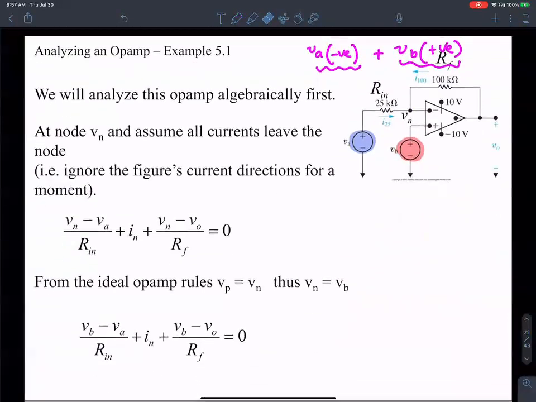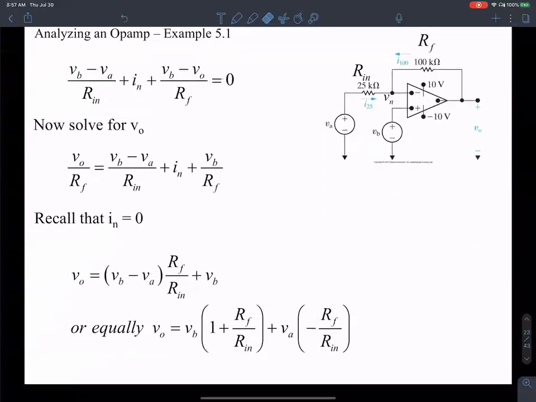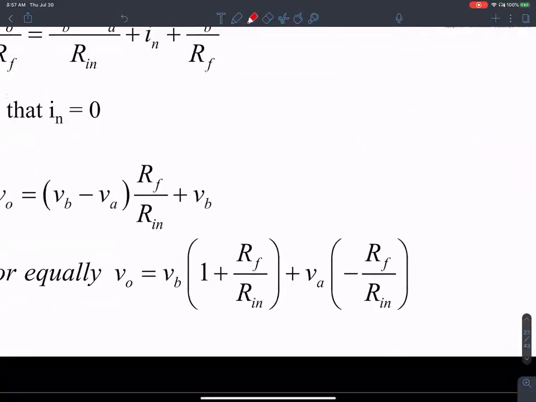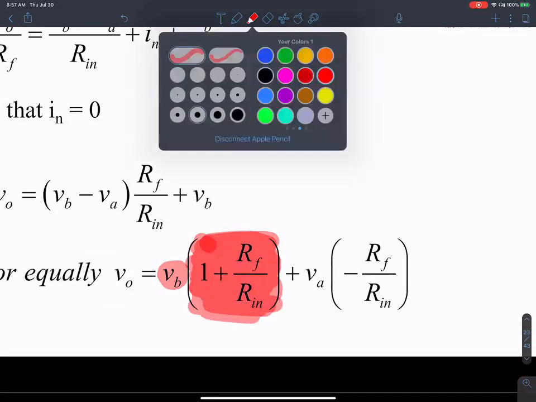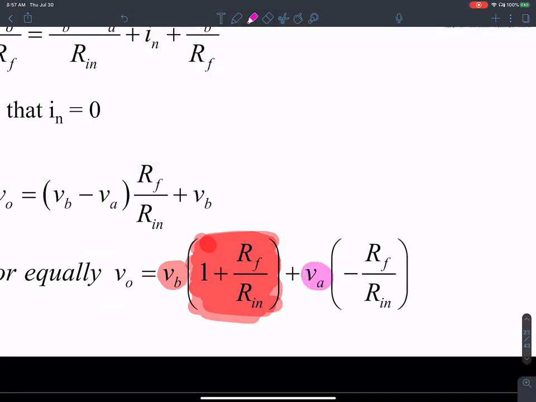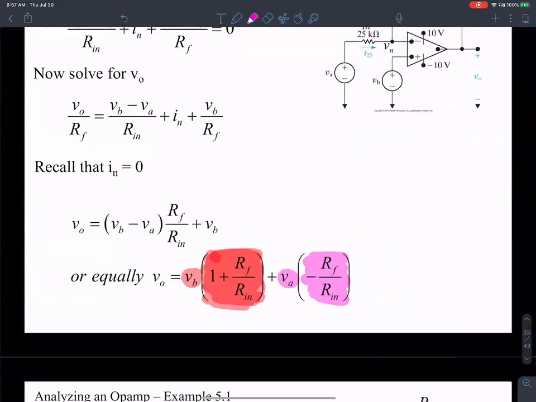Okay, when we solve the equation, what we will see is that sure enough, VB has a positive gain. Remember, the exact same gain that we saw for a non-inverting amplifier, 1 plus RF over RN. And VA is multiplied by a negative gain. So in effect, what you have is VB minus VA by applying different weights. Does that make sense?